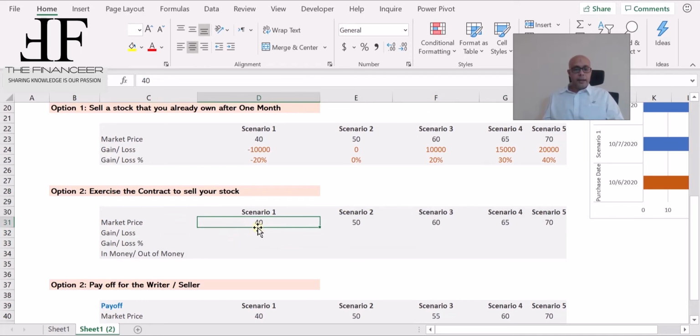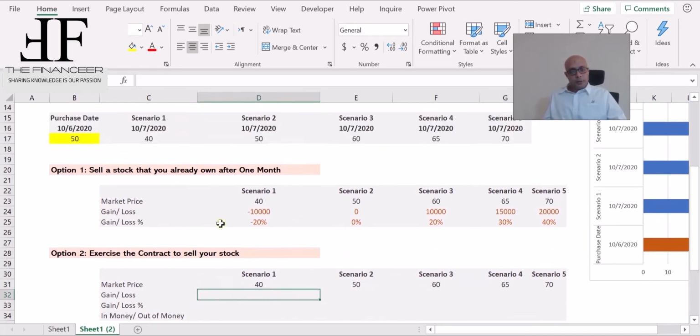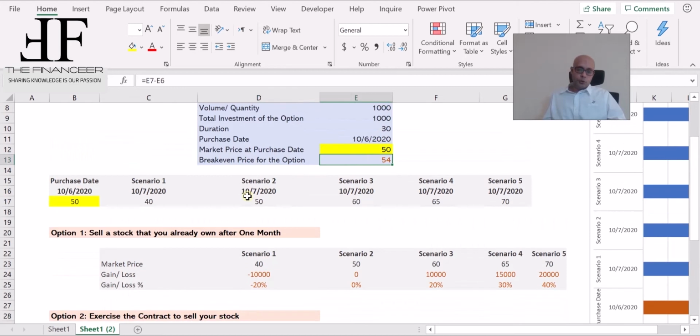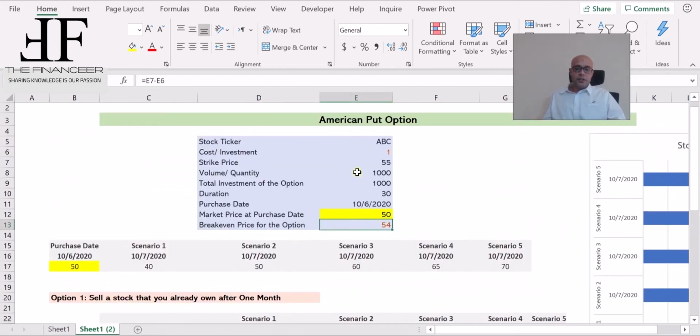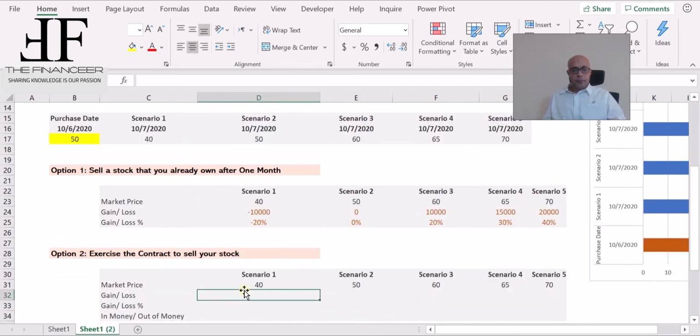Okay, again the same scenarios, 5 scenarios, same market prices in each scenario. Then we need to calculate the gain and loss for this case. $40, and the break-even price is 54, and the exercise price is 55.